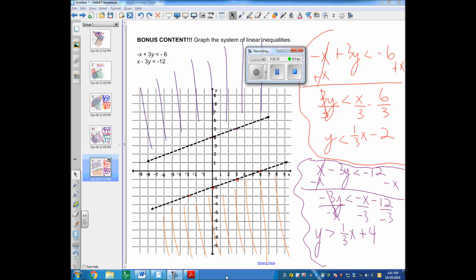Well, check this out. I got y by itself. I graphed both lines. I used the correct line type this time. Very good. Then I went to do my shading. The first inequality says to shade underneath. That's this dashed line that crosses at -2. So I used some orange straight lines. And then I did the shading for the up dashed line, the one that starts at 4.